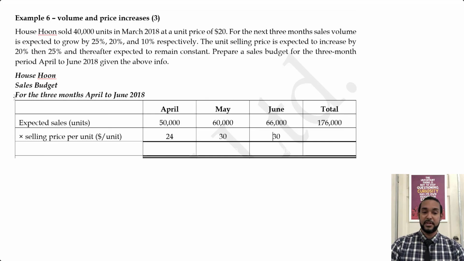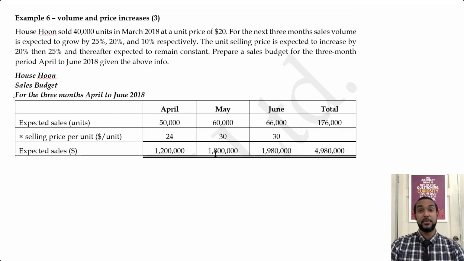Now, all we have to do to find total sales revenue is to multiply going down. So for April, 50 by 24 is 1.2 million. For May, 60 by 30 is 1.8. And for June, 66 by 30 is 1.98. And we can have a total for that period by adding across, adding the totals going across from left to right.